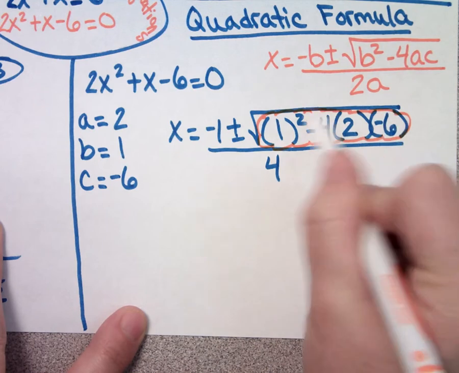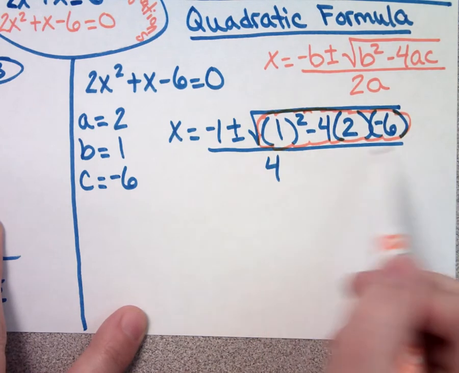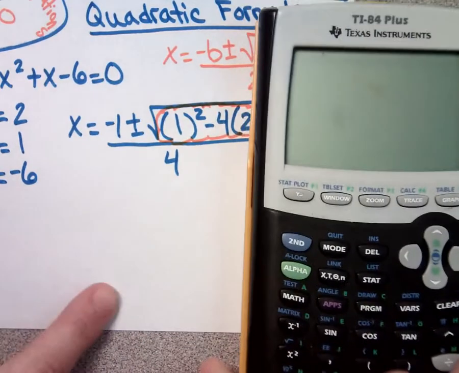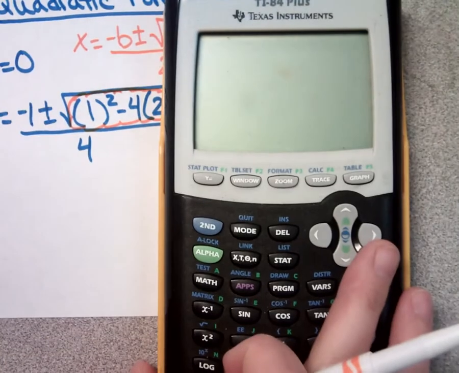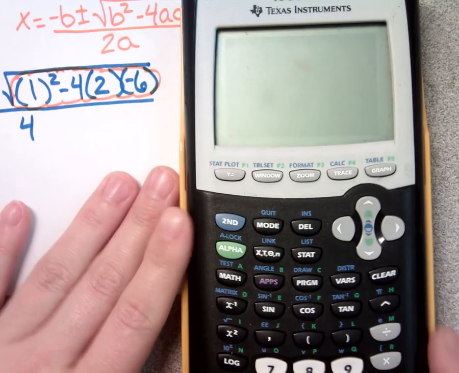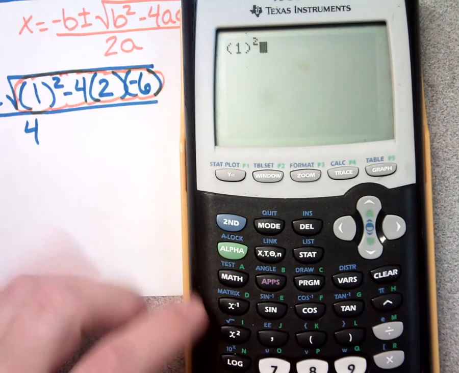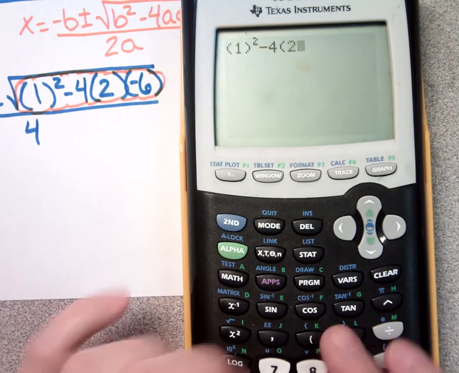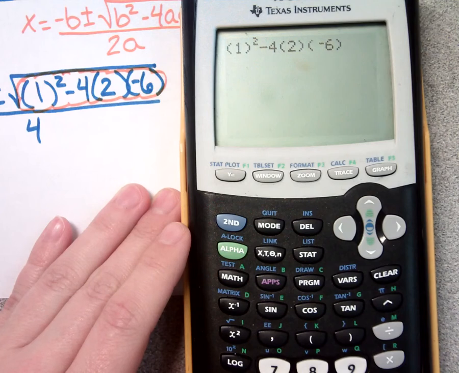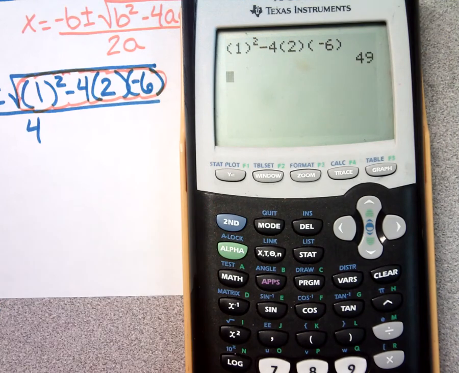and put that in your calculator. Remember, this thing here is called the discriminant, just in case you need to know that. So let's go ahead and type that into our calculator. So parentheses 1 squared minus 4 parentheses 2 parentheses negative 6. And that makes 49.